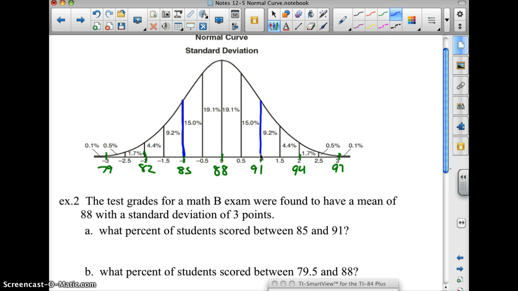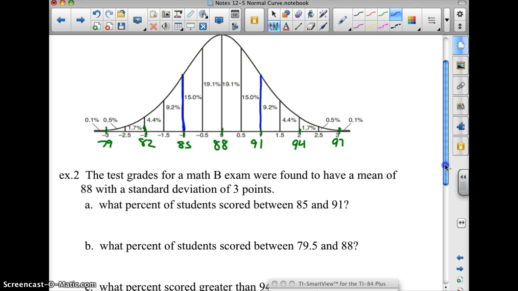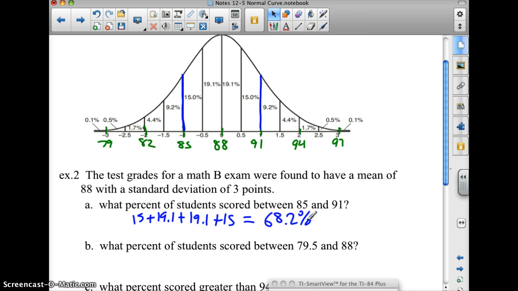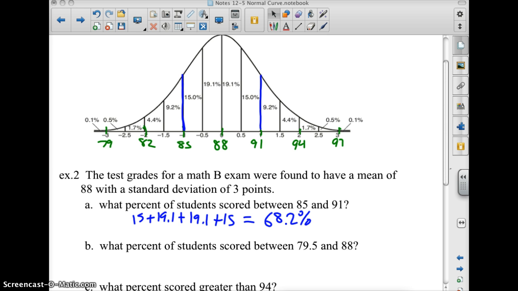And all I need to do there is add up those percents. All right, so it's going to be 15 plus 19.1 plus 19.1 plus 15, and that gives me 68.2%, and another acceptable answer is 68% because, like I said, that's frequently rounded to 68%. That's within one standard deviation of the mean.